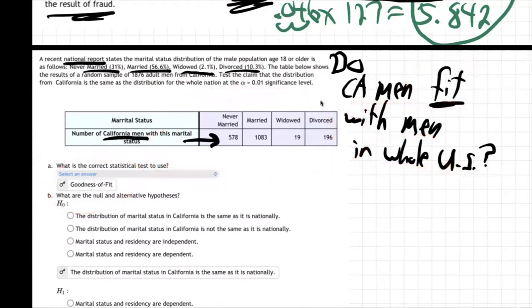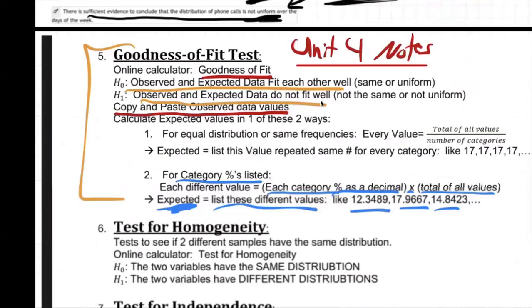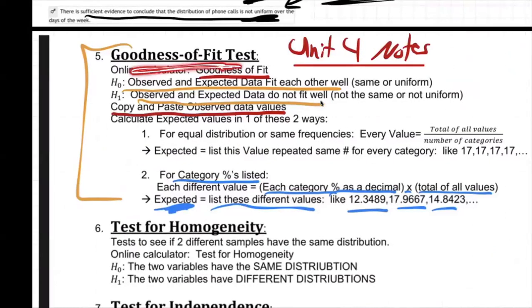So for goodness of fit, let's go back to the notes. What do we do for H0 and H1? Once we know it's goodness of fit, one sample, see if it fits. H0 is observed and expected data fit well. H1 is observed and expected data do not fit well. Fit well, do not fit well. And then copy and paste the observed data values.